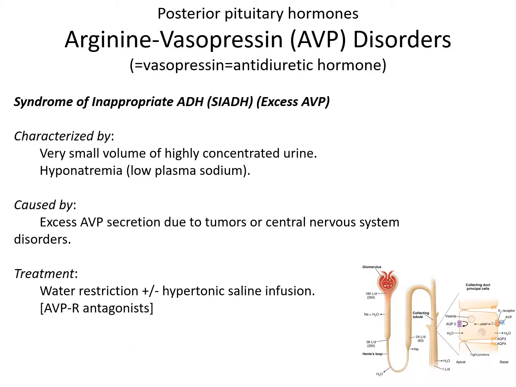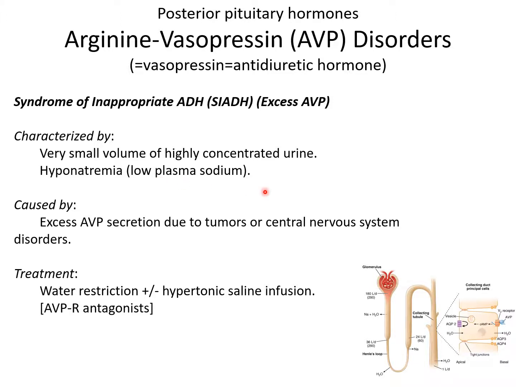All right, so after diabetes insipidus, the next major disease that we want to talk about with the ADH is going to be syndrome of inappropriate ADH. So this is basically going to be too much. Diabetes insipidus is not enough action here in the collecting duct, and SIADH is too much action here in the collecting duct. So here we're going to have a very small volume of highly concentrated urine because we're going to have tons of these receptors come into the luminal surface. We're going to be resorbing a ton of water.